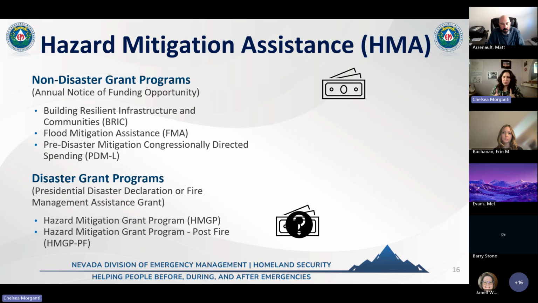The difference too between these is that a non-disaster grant program is a national pot, national money, and the disaster grant programs are going to be directly for your state. The non-disaster grant programs are going to have the sparkly new, whatever the FEMA funding priorities are, whereas your disaster grant programs are going to be your tried and true mitigation.